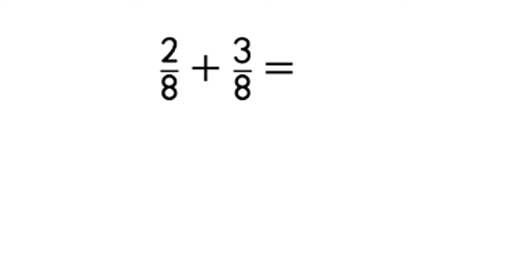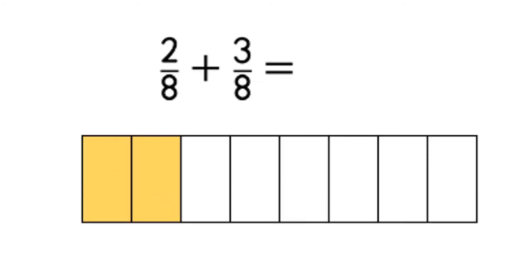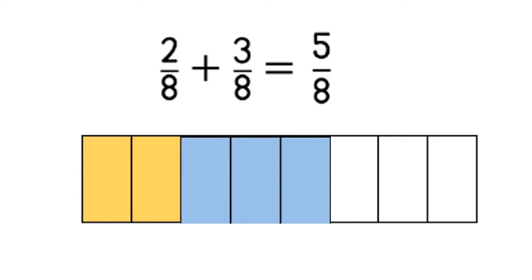Okay, let's have a look at another question. So here we have 2/8 add 3/8. So let's have a look at this on a bar model. So here is our bar model. It is showing the 2/8, and all we have to do is add the 3/8, and the answer gives us 5/8. So as you can see, we've only added the numerator. We've done 2 add 3 equals 5/8 because here the unit we are dealing with is eighths.